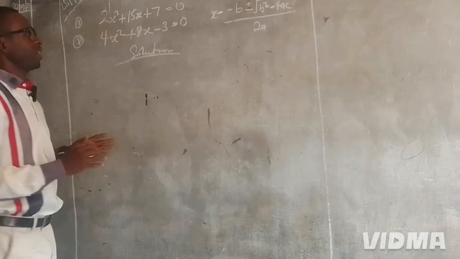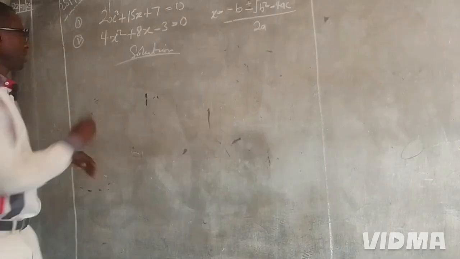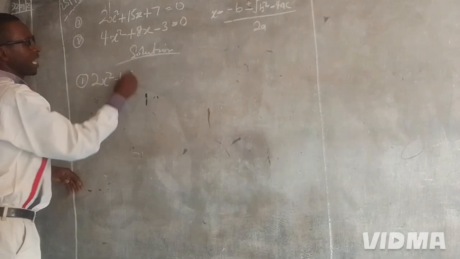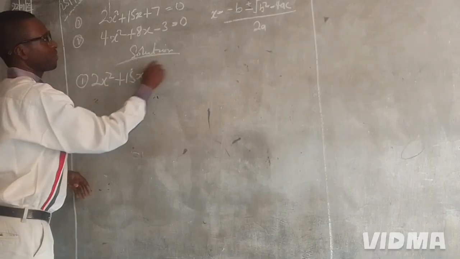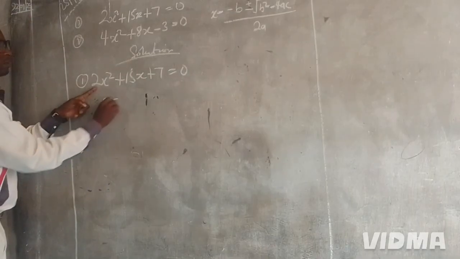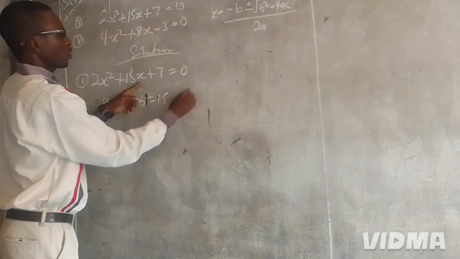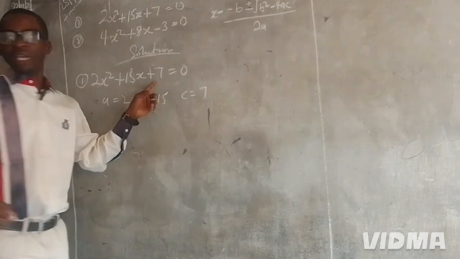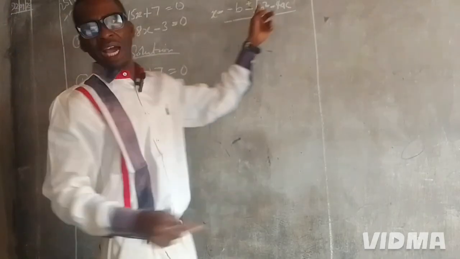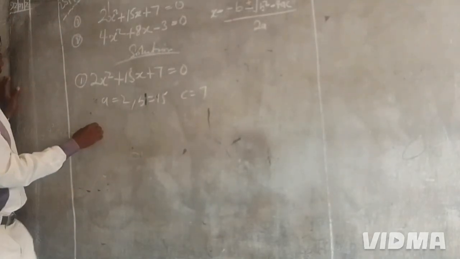The first thing here we are going to do is we are going to identify what is A and what is B. So let's go with number 1. 2x squared plus 15x plus 7 equals to 0. A is what? B is what? C is what? Not minus. Plus 7. So we are going to substitute this for what we had in the formula.